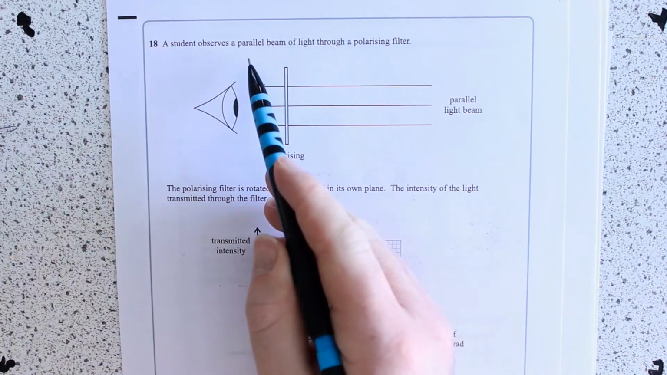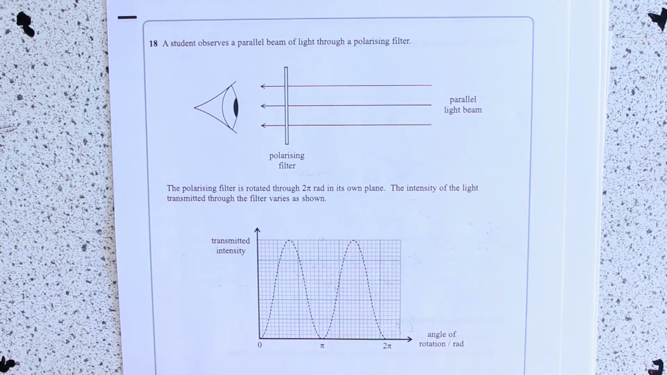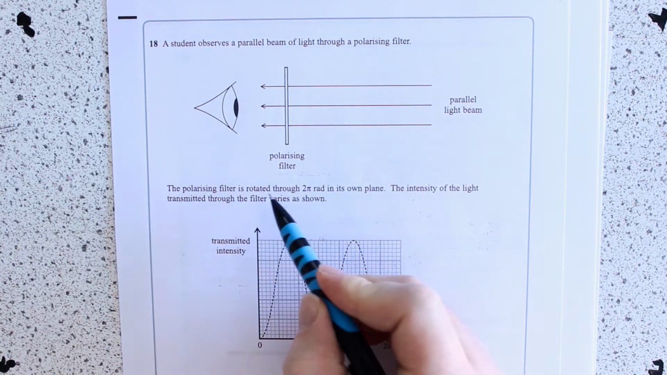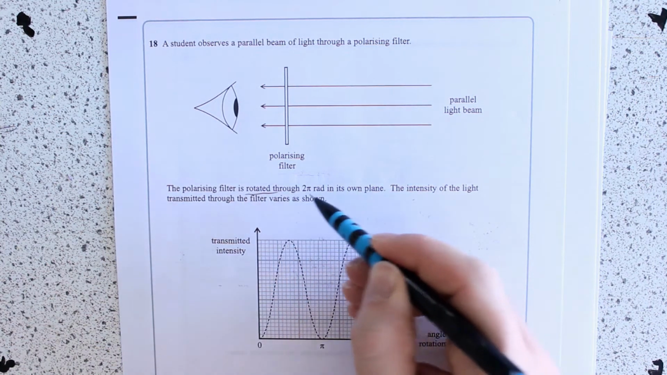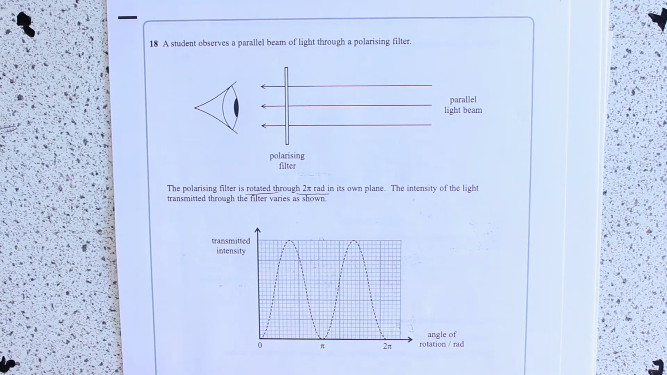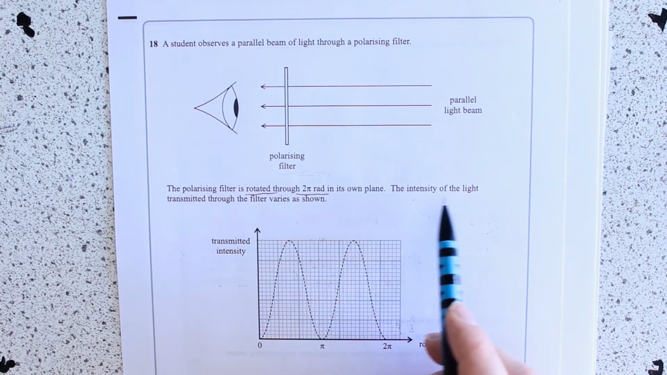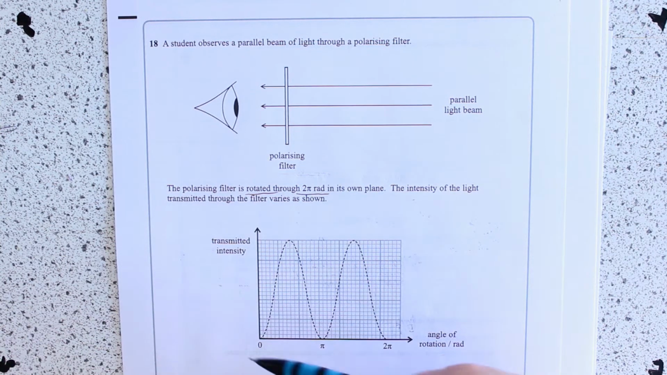18. A student observes a parallel beam of light through a polarizing filter. Good old polarization then. The polarizing filter is rotated through 2 pi rads in its own plane. So actually this is a standard explain question of how polarization works. What else do they want me to do? The intensity of the light transmitted through the filter varies as shown. Well, that's a nice little sine relationship, isn't it? What do they want me to do here?